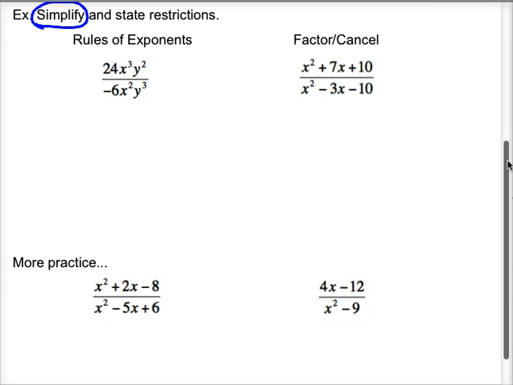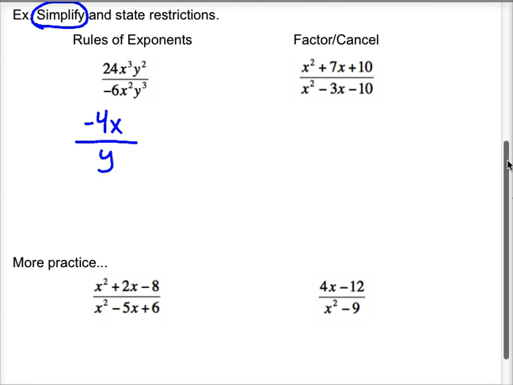So 24 divided by -6, well, that's going to give you a -4. X to the third divided by x squared: 3 take away 2 leaves you 1. Remember, you subtract when you're dividing. Now for the y's, y squared divided by y to the third. Well, 2 minus 3 leaves you a -1. But remember, a negative exponent just plops it down on the bottom. It ends up wherever there were more to begin with.